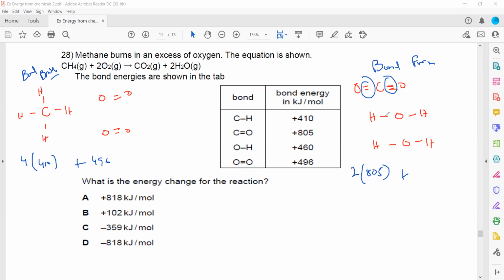And plus OH bonds, 1, 2, 3 and 4 OH bonds are there. So it will be 4 multiplied by OH, and that is 460. Then we calculate the bond breaking and bond forming and take the difference. It will come out as 818 kilojoule per mole. That's the unit of bond energy, which is kilojoule per mole.